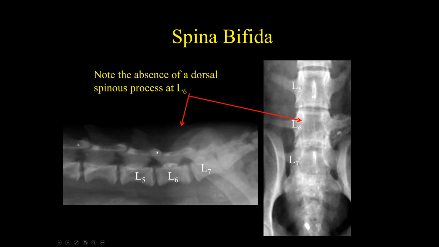Over here on L6, we don't see one at all. On L7, we pick it up again, and you can probably see it coming right through here on L7. So that's L7, but at L6, we don't see it. Because we don't see the dorsal spinous process, that's a typical case of spina bifida.